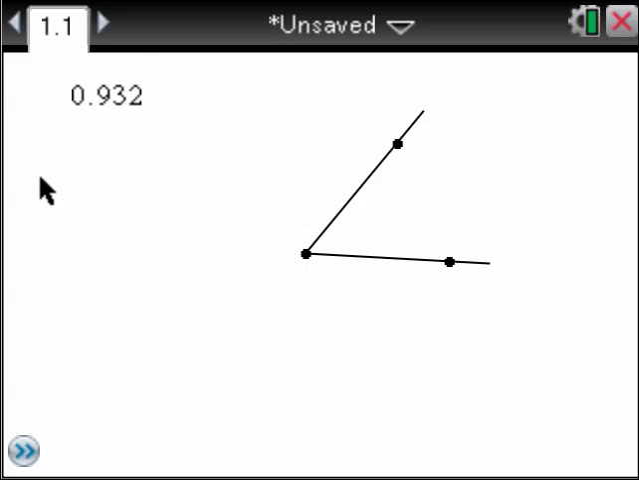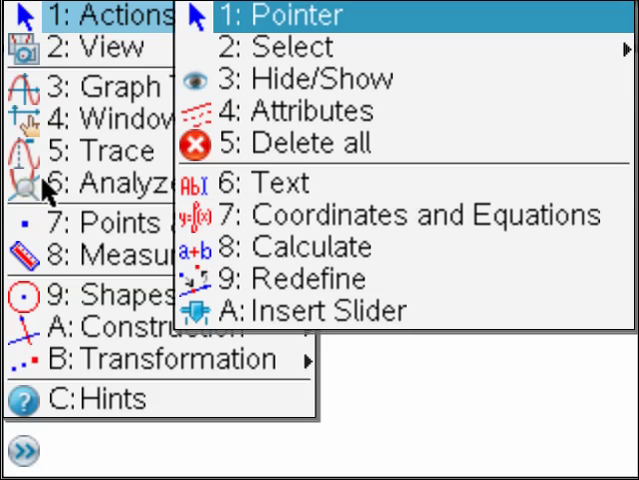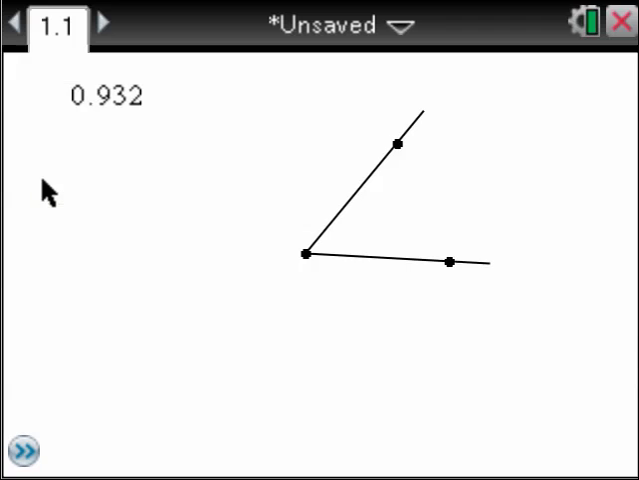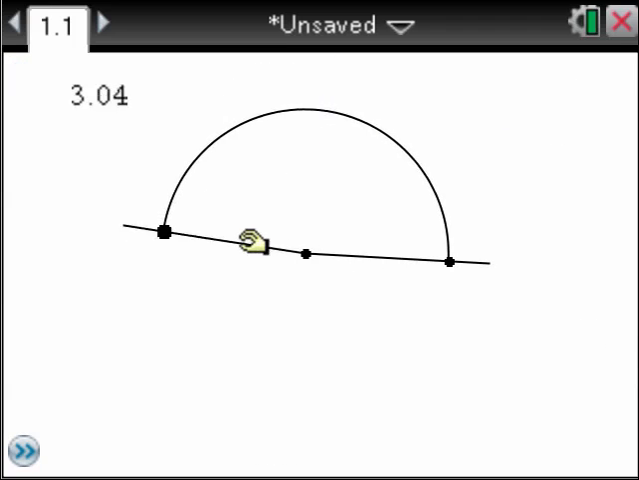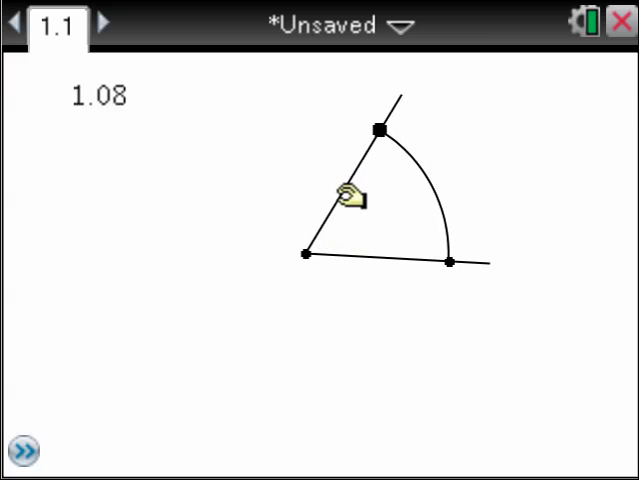On second thought, I am going to show the arc, just because it helps to see which angle is being represented. And there we go.